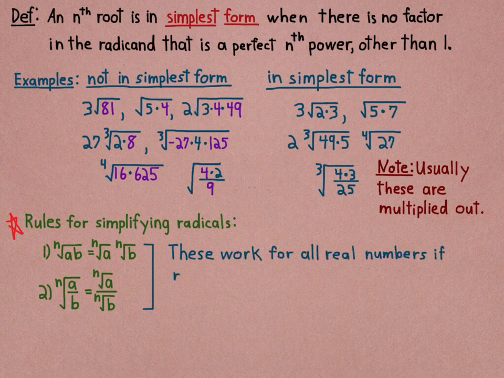Now notice that's for times and divide. It's not for plus and subtract. Those don't work for addition and subtraction. But anyway, this works for all real numbers if n is odd. That's a cube root, fifth root, seventh root, etc. If n is even, you have to make sure that the radicand is positive or you won't get a real number.